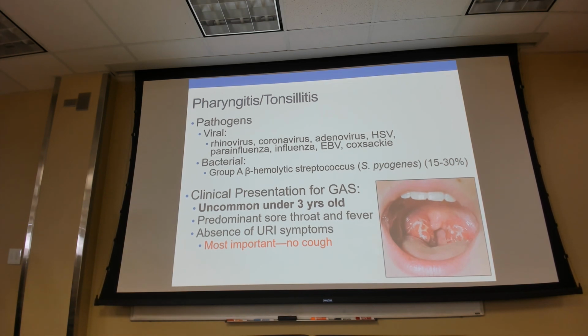The receptors on the back of a child's tonsils really don't pick up group A strep well. So that's why epidemiologically, under the age of 3, we functionally don't see group A strep. I think I had mentioned this before.